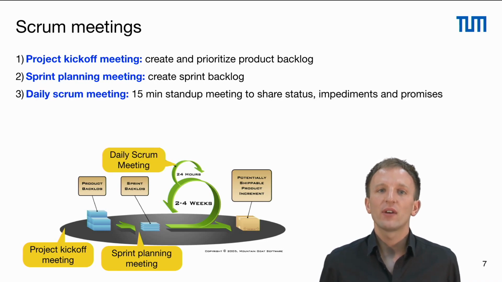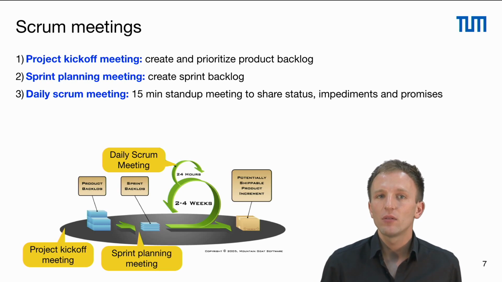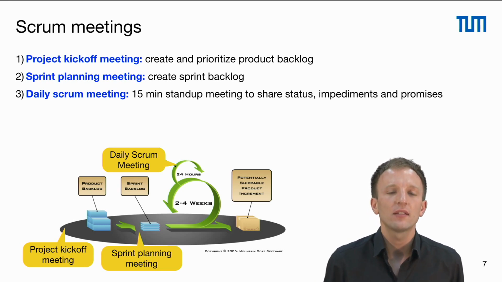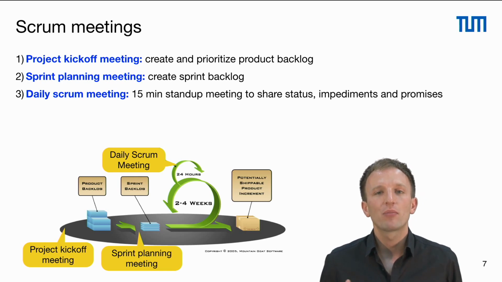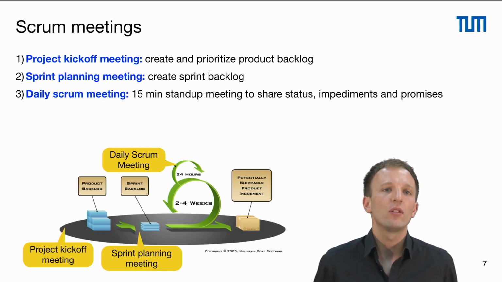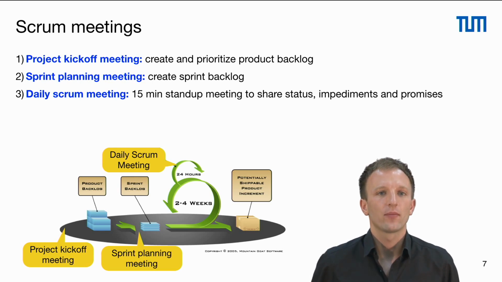During the sprint we have daily Scrum meetings every day, which are 15-minute stand-up meetings where we share status, discuss impediments, and promise tasks that we will resolve until the next meeting.